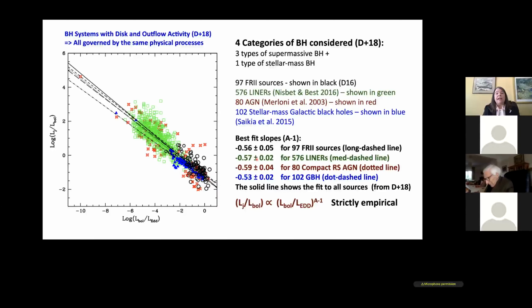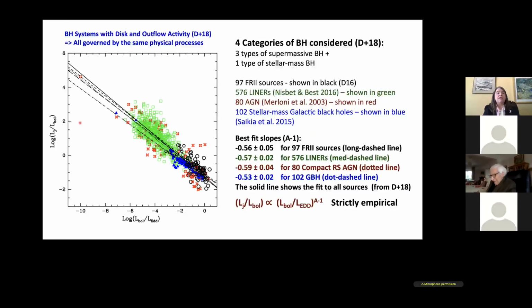So the interesting result we found in 2018 is that these slopes are all consistent, and very similar results are obtained with the different methods to obtain the beam power for the FR2s and the 3 fundamental plane sources. And this represents 4 different categories of black hole systems: the FR2s, the LINERs, the local compact radio sources, which are Seyferts and LINERs, and the galactic black hole systems.